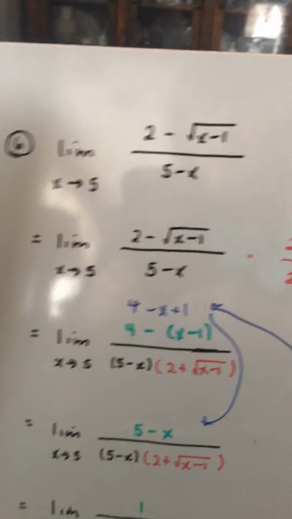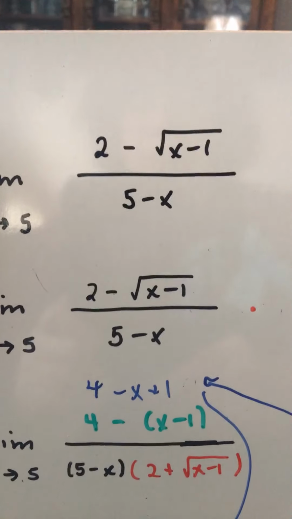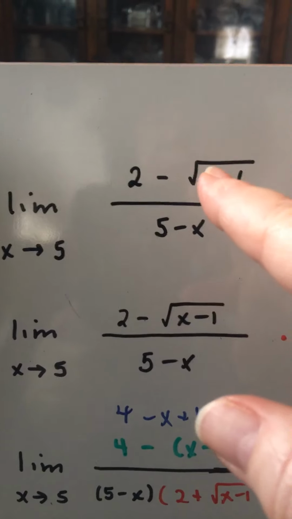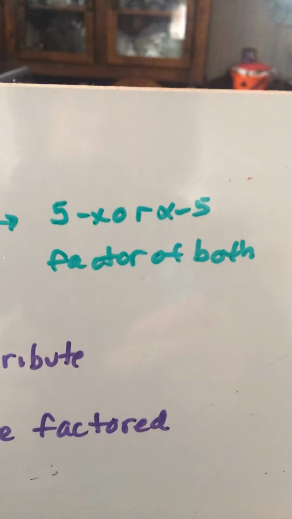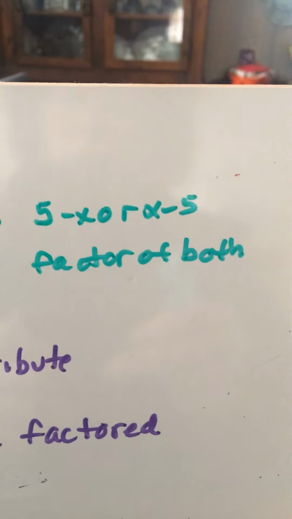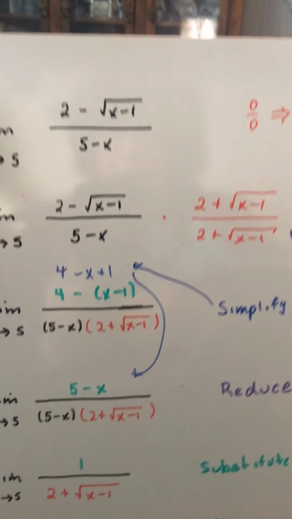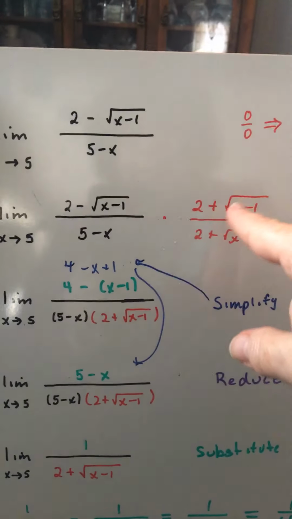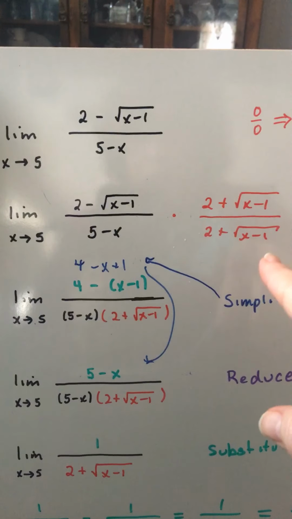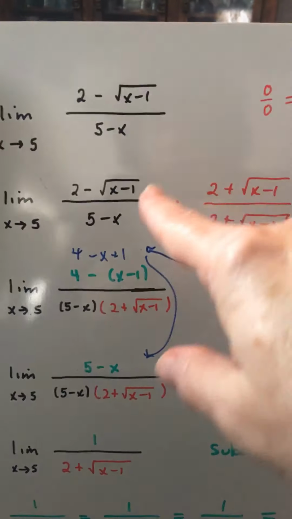Example 6. So I have the limit as x approaches 5. When I substitute my 5, again, I get 0 over 0. What does this mean? 5 minus x, or x minus 5, have to be a factor of both numerator and denominator. I am now ready to multiply by the conjugate. The minus gets the plus. I distribute. Notice I need the parenthesis because that's a binomial.